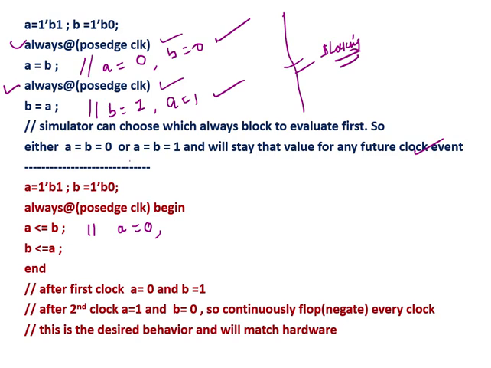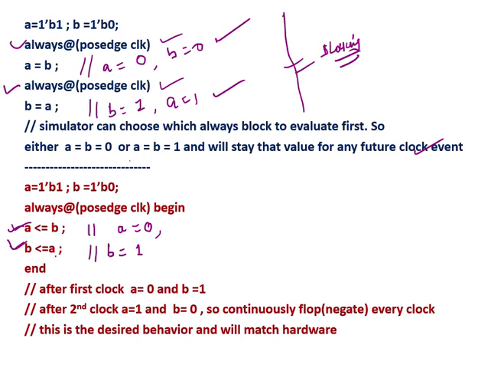So this code, the first line and the second line, runs in parallel. At zero time step, this line will be evaluated and this line will also be evaluated. So at 0 nanoseconds, what will b get? Because b will be assigned a value. Here a equals 1, so b will get 1.